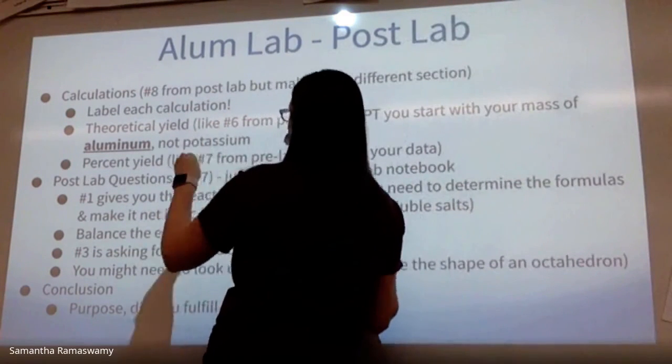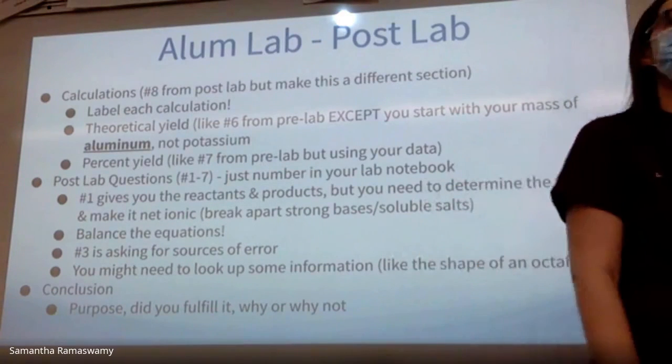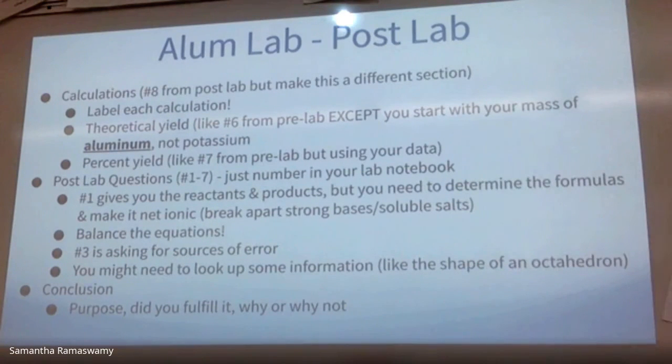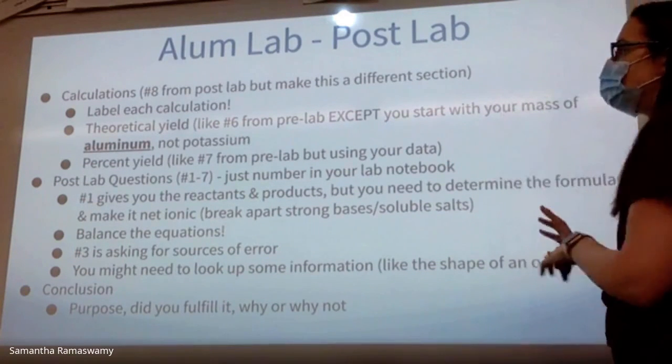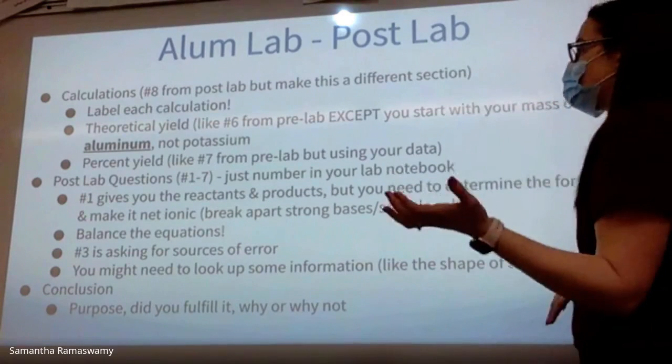So label theoretical yield, and that's like number 6 from the pre-lab, except start with your mass of aluminum, not potassium. And I'll put this slide on the stream when I post everything. And I'll talk a little bit about this when I make the pre-lab video. And then you'll have percent yield. That's like number 7 from the pre-lab, but you're going to use your data. So what mass of crystals did you collect versus your theoretical yield, times 100.